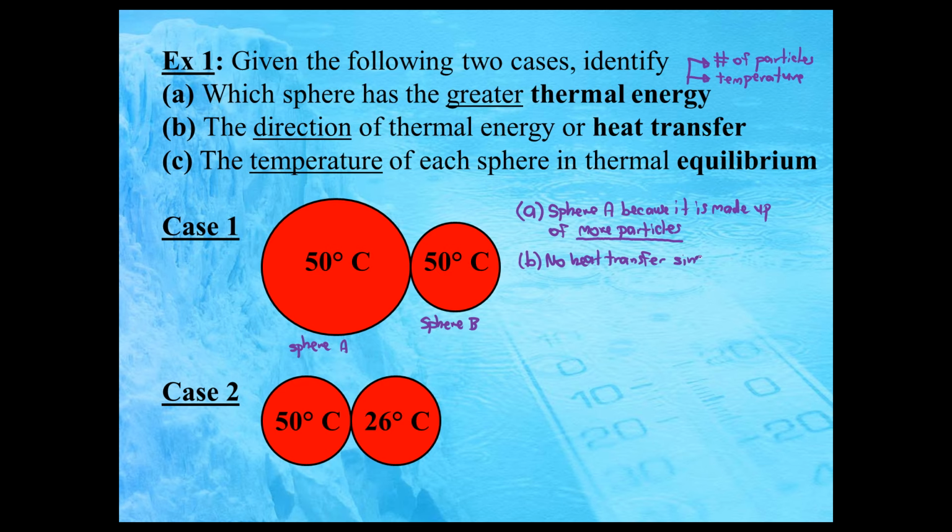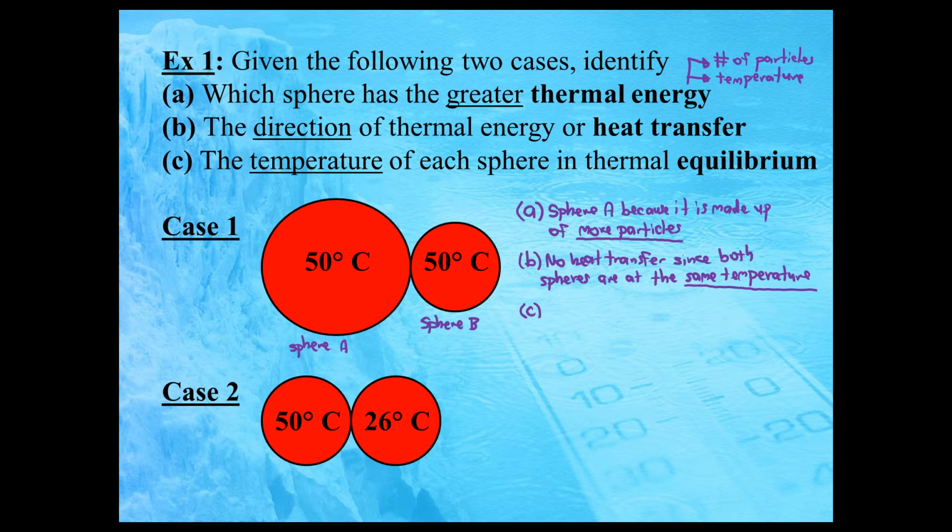Since both spheres are at the same temperature, that's when heat transfer stops. Once two objects get to the same temperature, they're in thermal equilibrium, and then heat transfer stops. So if they're already at the same temperature, we've already reached thermal equilibrium, therefore no more energy transfer.